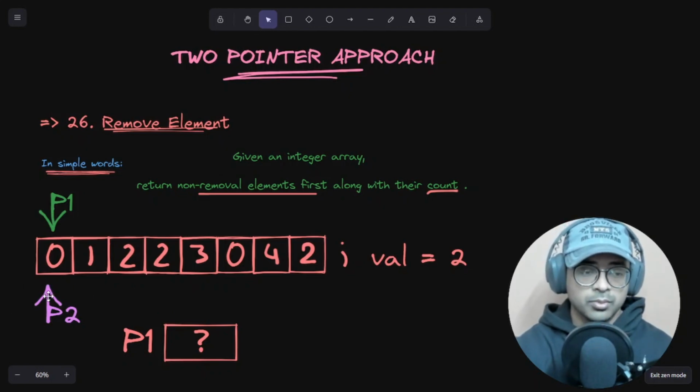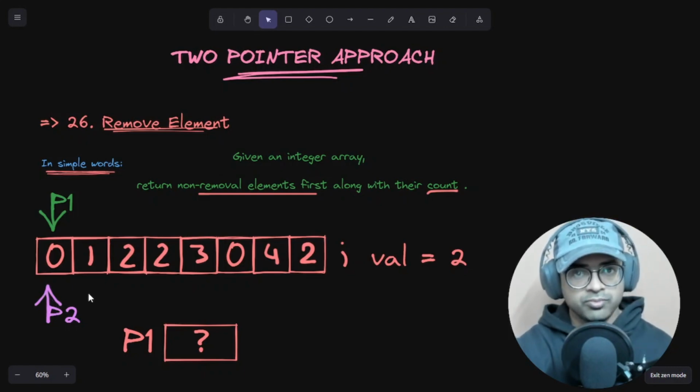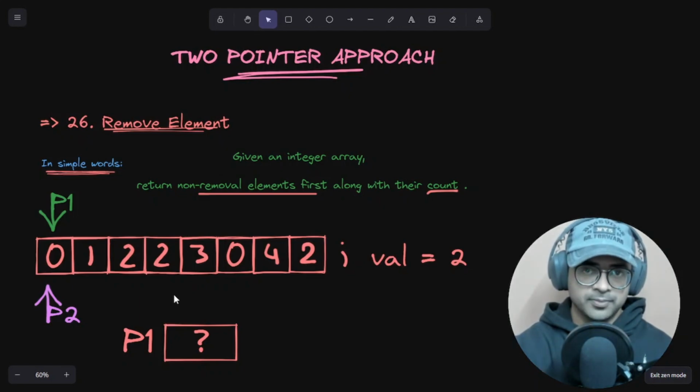Okay, how and what are we going to check? We are simply going to move p2 and check whether the element p2 is referring towards is equal to val or not. If it is not equal to val, we will assign that element to p1 and then move p1 one step forward. If p2's element is equal to val, we will simply ignore that element and move p2 one step forward. p1 will stay there.